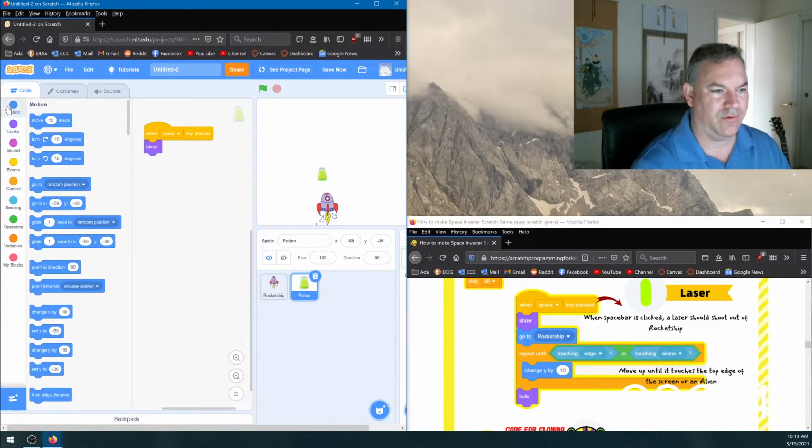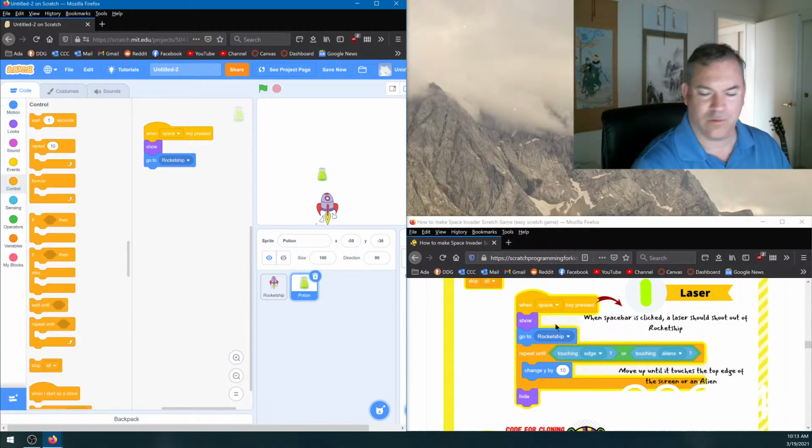It will go to the rocket ship. And so repeat until is a loop. And so whenever you have a loop, that means repeat something, do it over and over again.